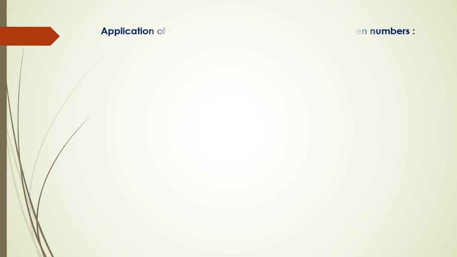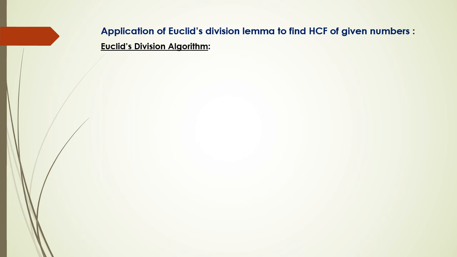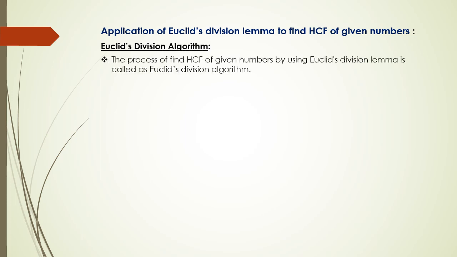Now, we are going to study some applications of Euclid's division lemma. The first application of Euclid's division lemma is to find out the HCF of the given numbers. It doesn't matter whether there are 2 numbers or 3 numbers. The process of finding the HCF of the given numbers by using Euclid's division lemma is called Euclid's division algorithm.